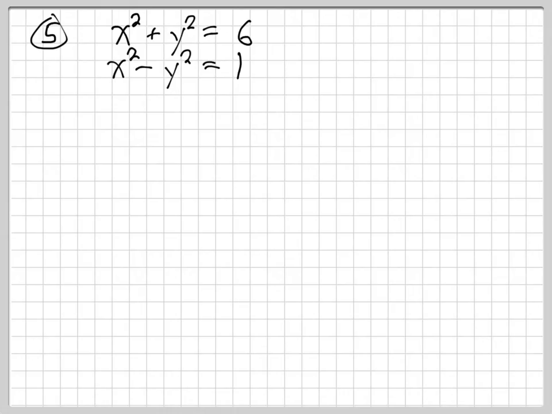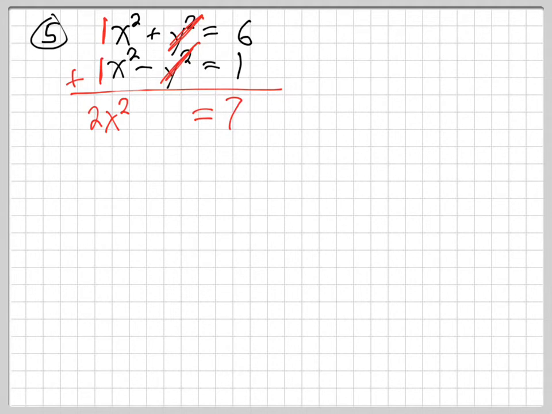Number 5, now this one I'm going to do a different plan. I'm going to add up these two equations. Do you see why? Because these y squareds will just drop out. So this one, number 5 here, is set up very nicely so that if I just add these up, the y squareds drop out. So what does that give us? 1x squared and 1x squared, 2x squared, and 6 and 1 is 7. The y squareds just drop out.